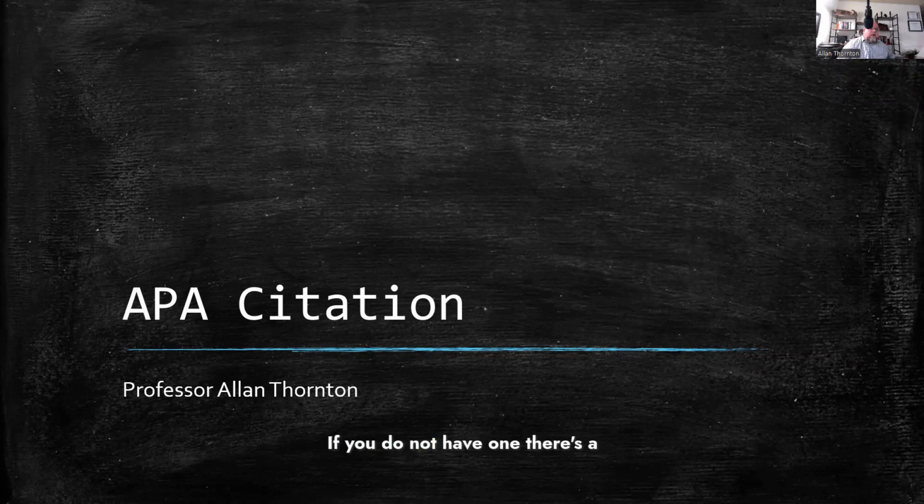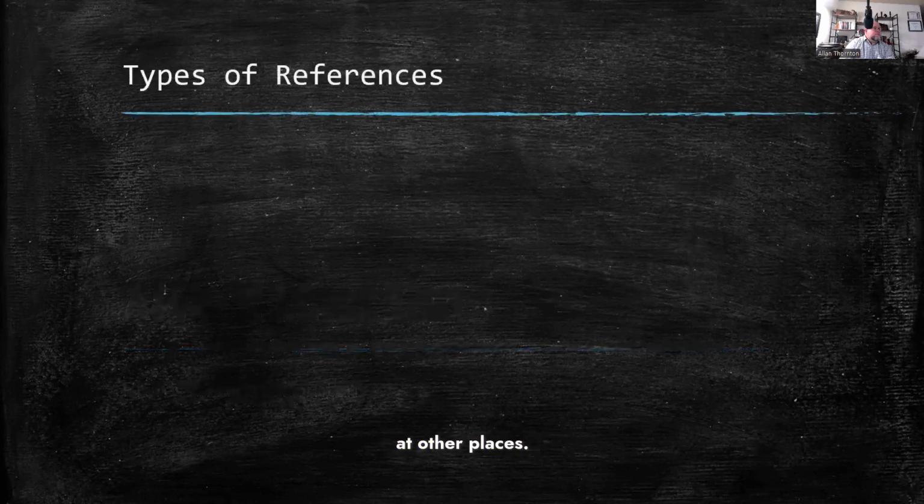If you do not have one, there's a book that is the publication manual. You can find these online. You can get them through the bookstore at Santa Fe, I'm almost certain. I know you can find them online. They are required for some courses. As you advance through your studies, you'll probably run into classes that will require it at other places.